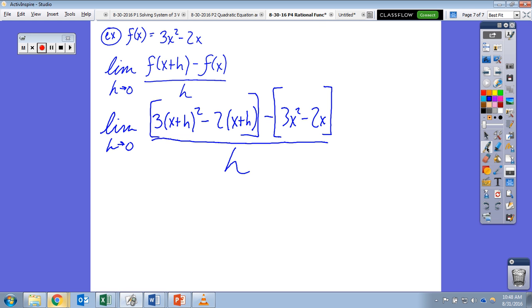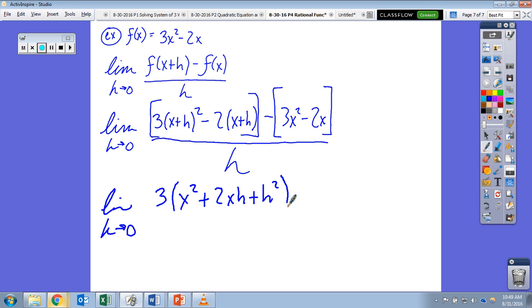You guys that know this shortcut already know what it is, but now you're going to see. Okay, so let's do this. Let's make sure our algebra is still good here, because that's really what's going to be tested. Okay, so what is this? So we have 3. Let's go ahead and expand everything. So x plus h squared would be x squared plus 2xh plus h squared.